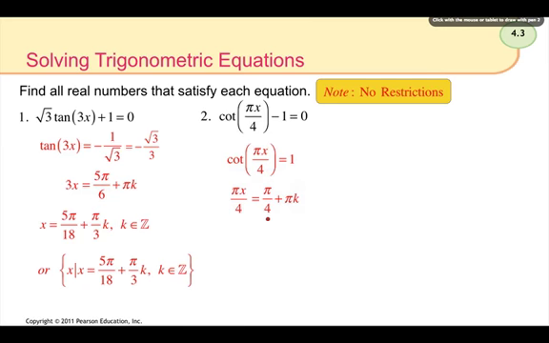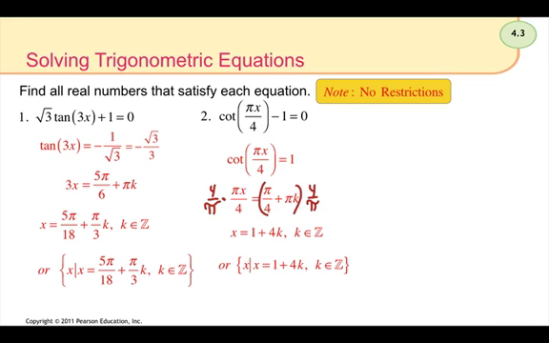Then at this point, your goal is to solve for x. So you're going to multiply both sides by 4 over pi. On the right hand side as well, 4 over pi. And once you do that, you clean it up, and this is what you get. X is equal to 1 plus 4k, and k is an element of the integers. You can also express, just like number 1, set notation, and this will be your solution. Set of all x's such that x is equal to 1 plus 4k, k element of Z.